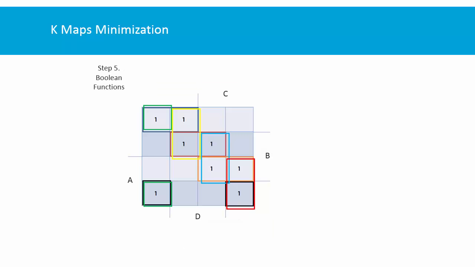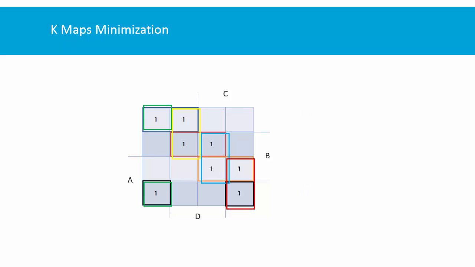Now, the next step is to find the Boolean functions. In this case, you are seeing 8 different groups, and each group has a different function. For instance, the horizontal blue group has the function of A inverted, B inverted, C inverted. The brownish group has the function of A inverted, B, D, and so on. All the 8 groups have different functions. Now, here I'm not going to explain how to get these functions. However, I'm going to explain it after some slides.